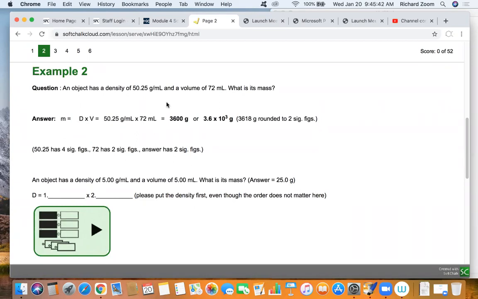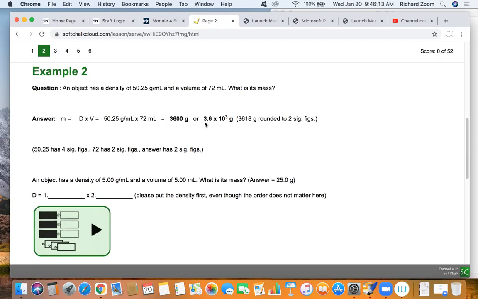And again, the significant figures, it's all multiplication and division. This is 4 significant figures. The other one is 2 significant figures, so the answer comes out to be 2 significant figures. If you put it in your calculator, it comes out to 3618 grams. But if we want two significant figures, it becomes 3600 grams or 3.6 times 10 to the 3 grams. So either way of expressing that is going to be okay. Does anybody have any questions?